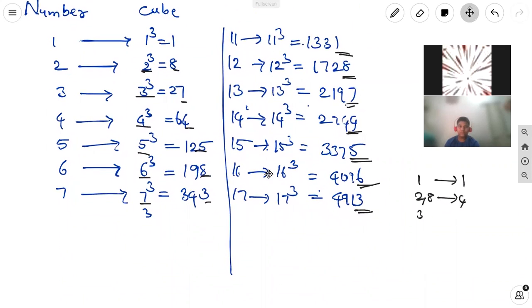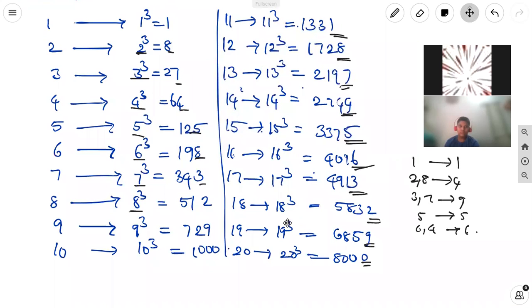to 64, 5 cube equal to 125, 6 cube is 216, 7 cube is 343, 8 cube is 512, 9 cube is equal to 729, 10 cube is 1000. Cube is nothing but writing the number three times and multiplying it.